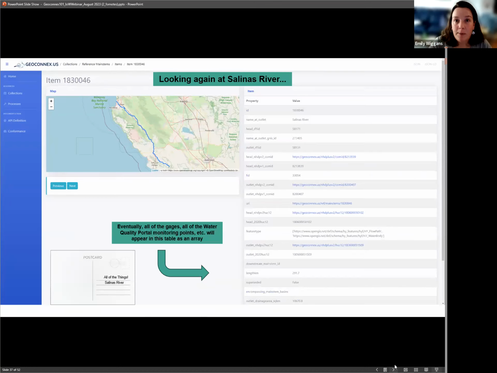Eventually, much like the River Runner visualization, all of the Water Quality Portal monitoring points, all of a given state's gauges, anything that is going to be related to the hydrologic science of the United States, eventually we want it to be referenced in this back end as an array on the right side of this attribute table. So eventually that's how everything will be linked to each other. We're still building the system out. We need your help, but that's what we're moving towards, just to give you an idea.